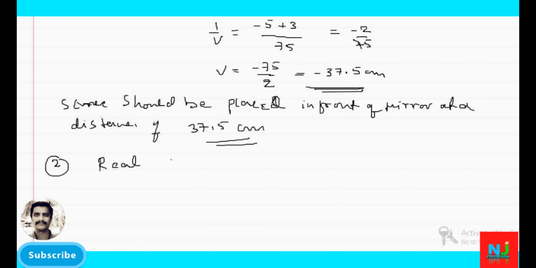The second part of the problem is the nature of the image. Remember, it is a real image because we can catch it on the screen, since we have to place the screen in order to obtain the real image.